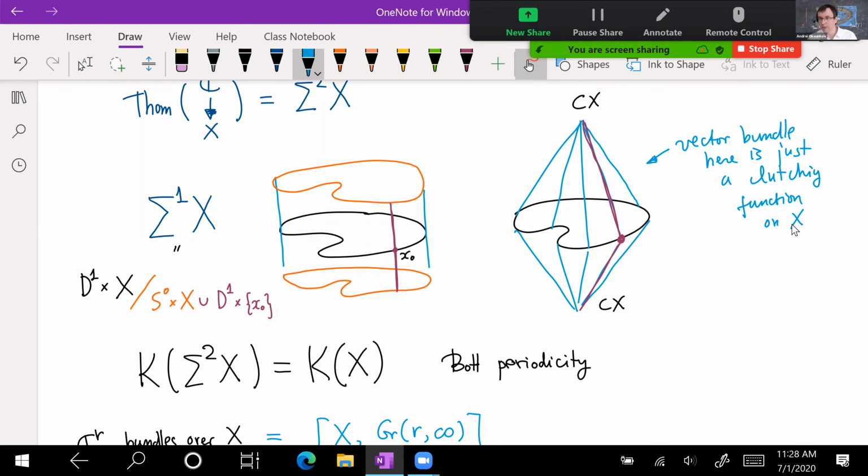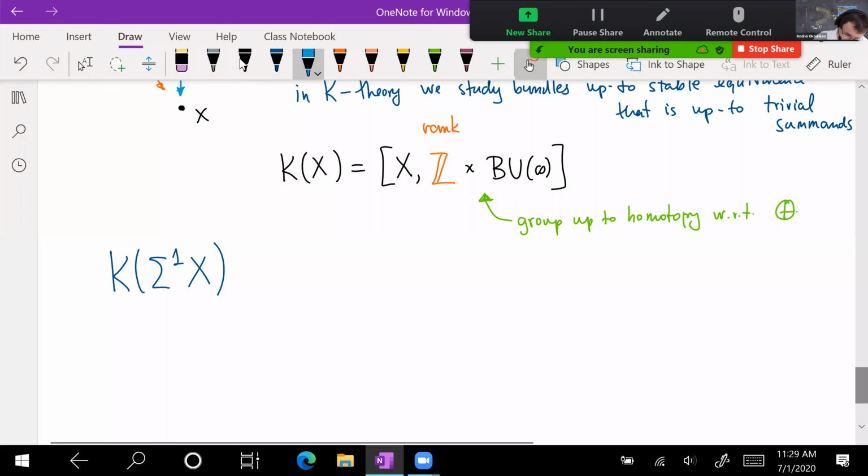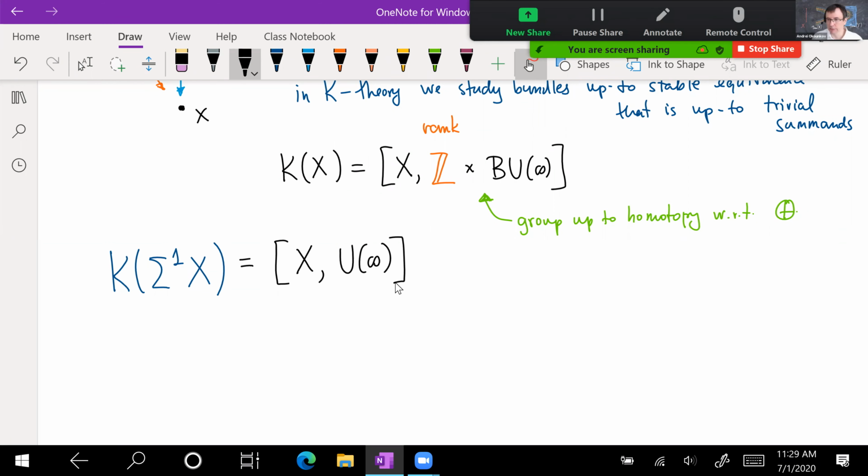Right? Because you have bundles of two cones, and so you can trivialize it on each part of a cone, and then as you glue them, you get a transition function. And so for every point in X, you have the value of your transition function, and so this means that this is going to be the homotopy classes of maps from X to just U infinity. Right? That's one thing.